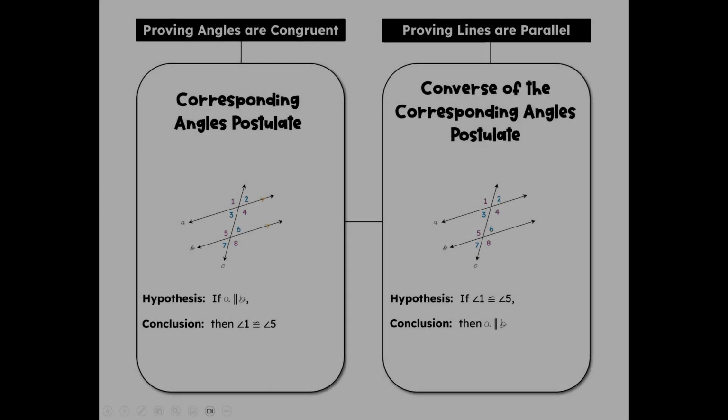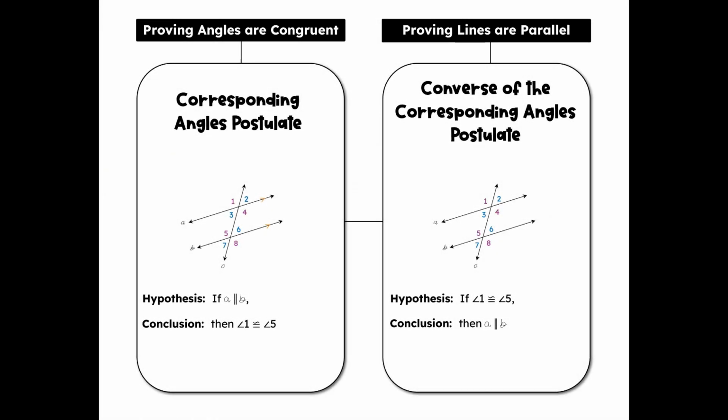Let's go over this graphic organizer that shows the corresponding angles postulate and the converse of the corresponding angles postulate. We're going to use the corresponding angles postulate when we're given parallel lines and we're proving angles are congruent. We use the converse of the corresponding angles postulate when we're given congruent angles that are corresponding and we're proving lines are parallel.